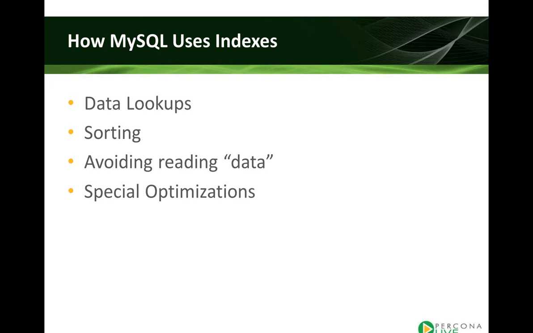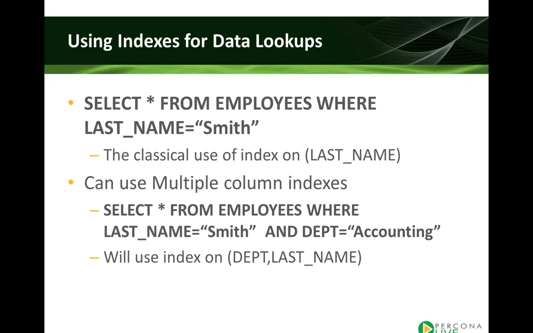What do we have in terms of data lookups? Let's look at a very simple example here, like we're doing a lookup in the employees table by a last name. Well, if you have an index on last name, then instead of doing a full scan, we'll be able to go into the index and find all the people with the last name of Smith very effectively. It also works with multiple column indexes.